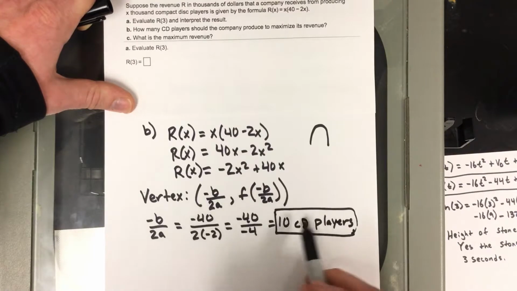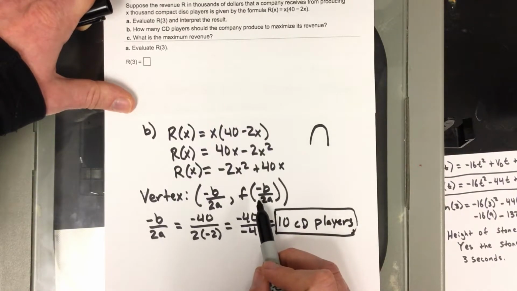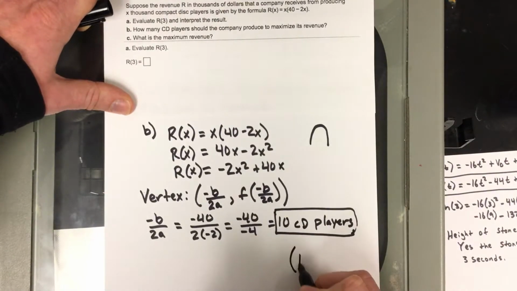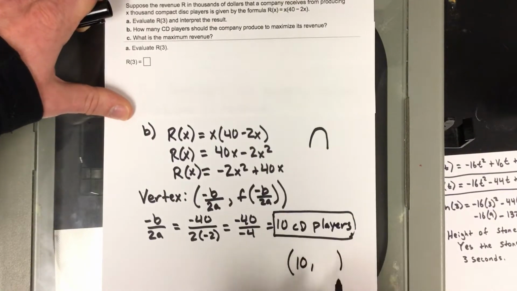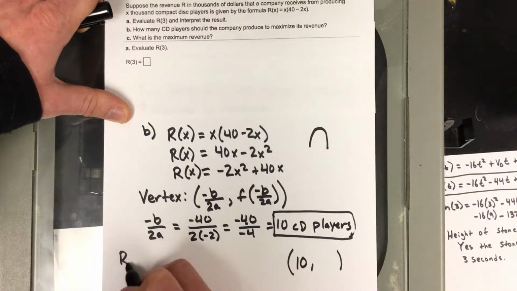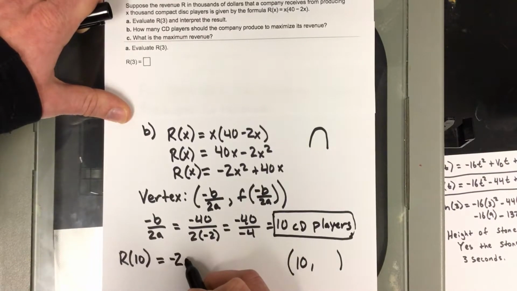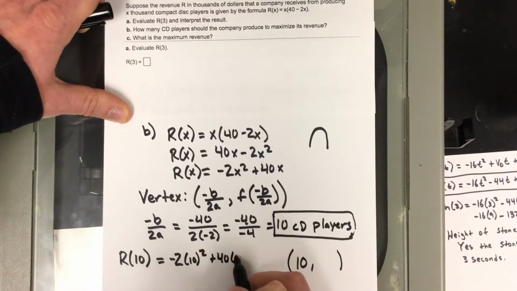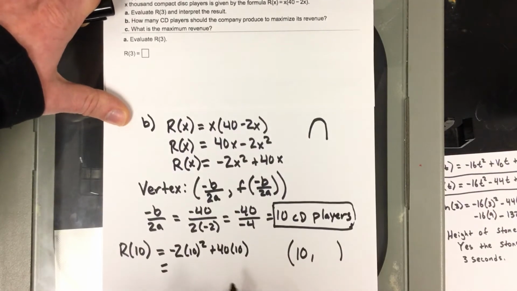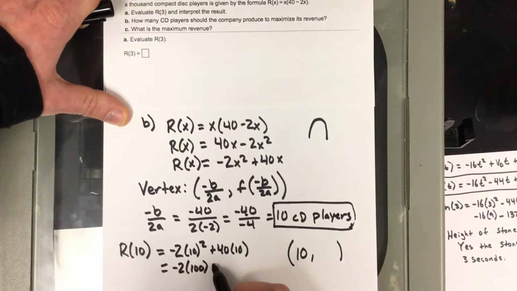Well, that's just taking the CD players and plugging it in. So for the other part of the vertex, I'm going to kind of write the vertex out here. That's 10 comma something. And then I'm going to say, let's evaluate this for R of 10. Well, that's going to give us negative 2 times 10 squared plus 40 times 10. So that's going to be negative 2 times 100 plus 400, which is going to equal 200.